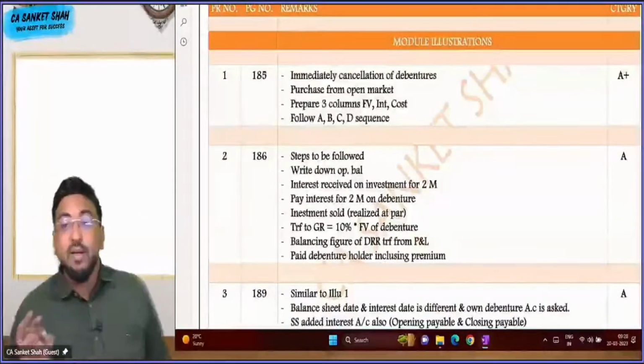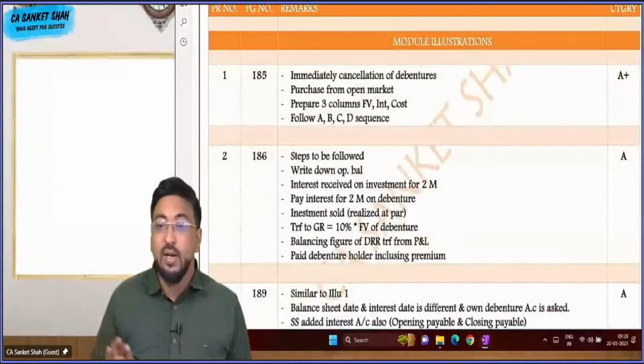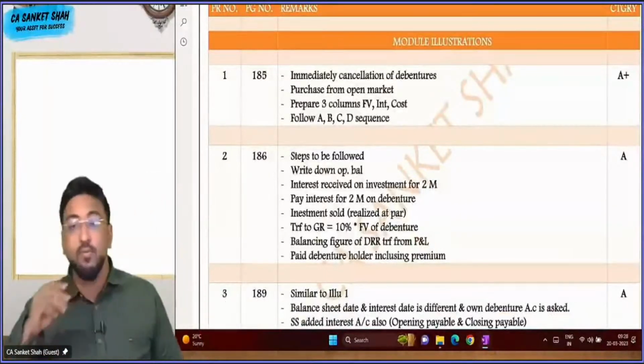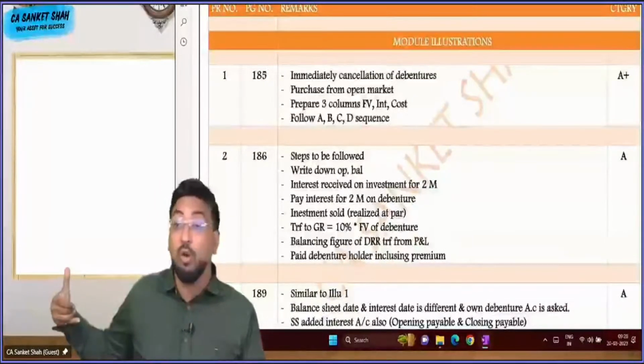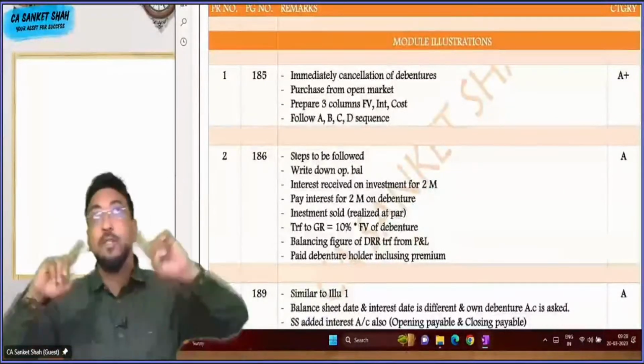So immediately cancellation of debentures, what columns were there? Now let's try to understand all. Now this is the last part: how to revise all questions together. So what was the first question?